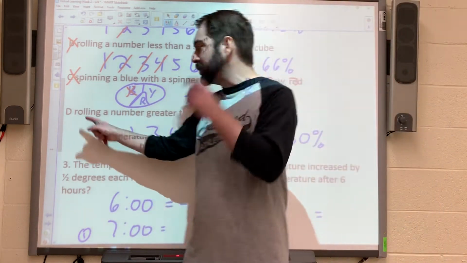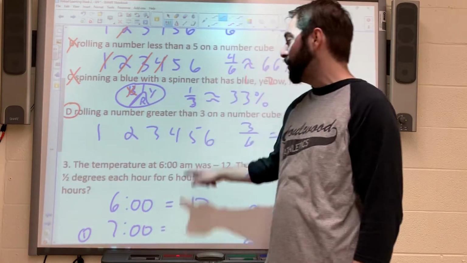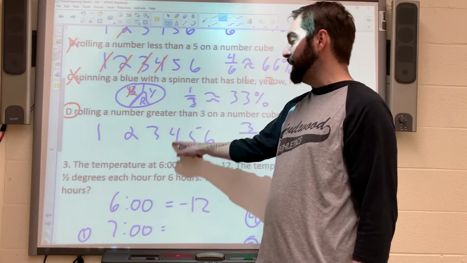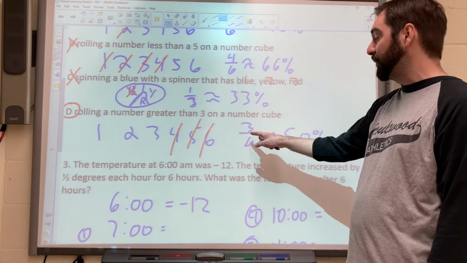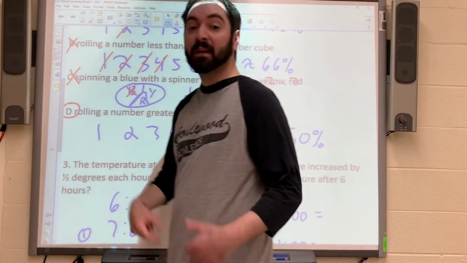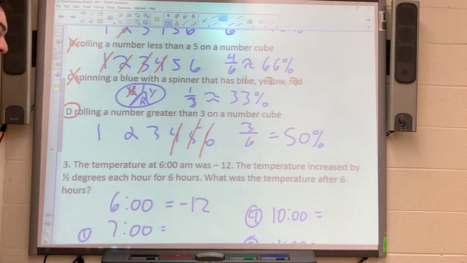So answer choice D should be our answer, but let's go ahead and solve it anyway. Rolling a number greater than 3, that would be the numbers 4, 5, and 6. 3 out of 6, 3 divided by 6, or 3/6, is equivalent to exactly 50%, giving us our final answer.